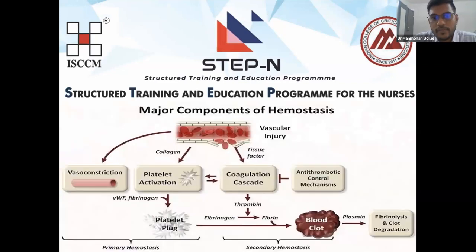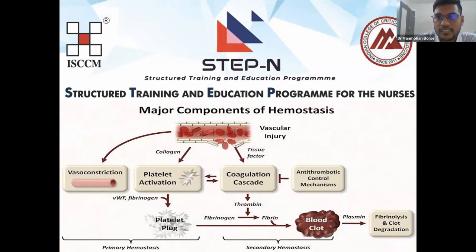The mechanism of hemostasis involves 2-3 important things. First, the immediate response to trauma to the blood vessel is vasoconstriction. Then the moment blood gets exposed to the damaged blood vessel, it leads to platelet activation. Platelet activation is primary hemostasis. We divide hemostasis into primary and secondary hemostasis.